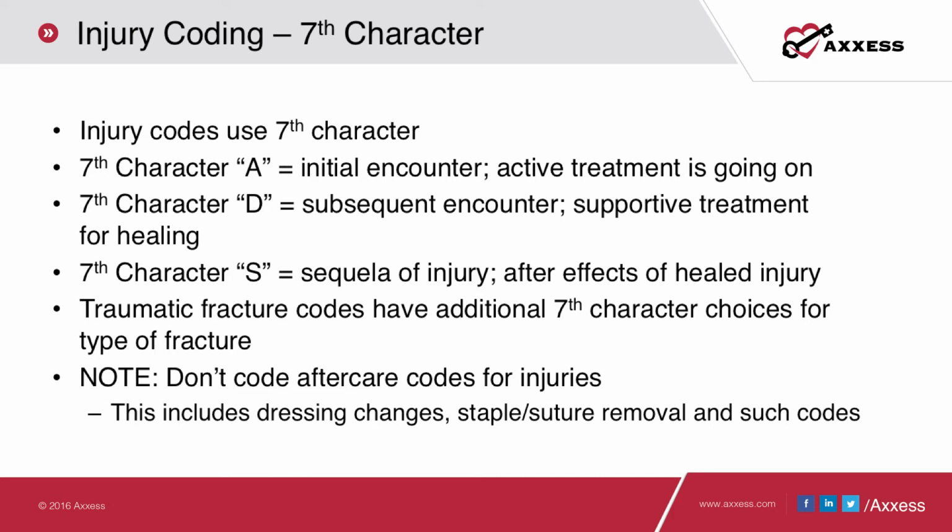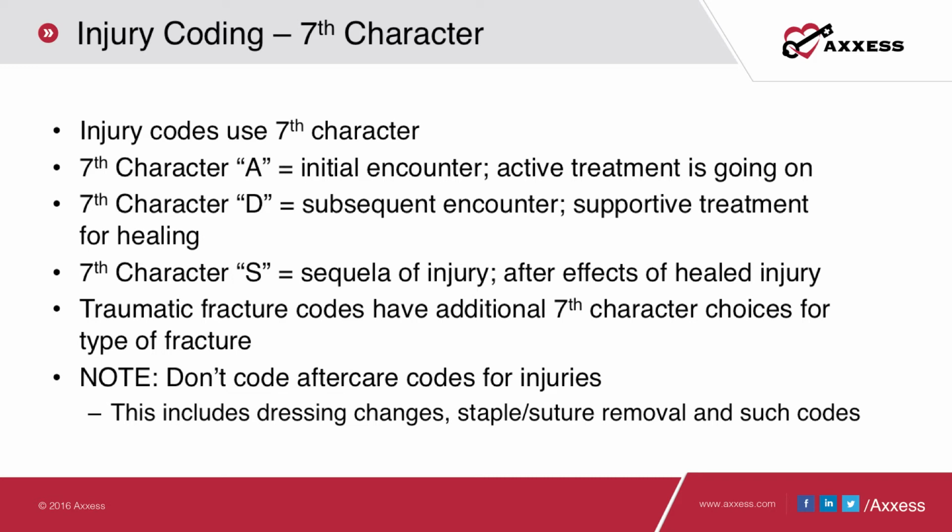You may have some internal fixation device in place and so on. We don't actively do any of that stuff in home health. So by the time we get a patient at home with the fracture, the active treatment is over and we're doing supportive treatment for a healing process. In that case, we would have a fracture with a subsequent encounter or a D at the end for our code. We also have a seventh character S, and that is for sequela of injury.